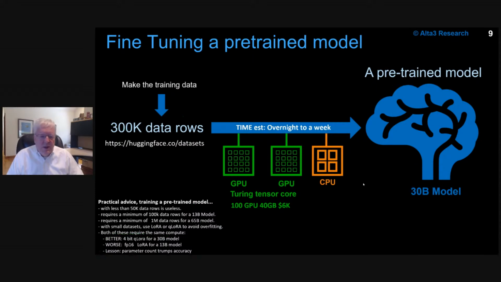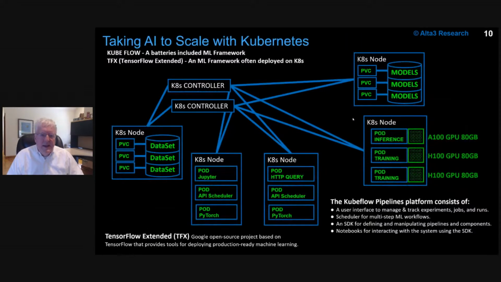All right, so we expect that we are now going to download a pre-trained model, train it, and in overnight to a week, I now have a model that knows how to run my business. And that takes us then to the last section here in this talk, which is, all right, I'm ready to take this to scale. Am I going to use Kubeflow, or am I going to use Tensorflow? They're both good, and they're both effective.